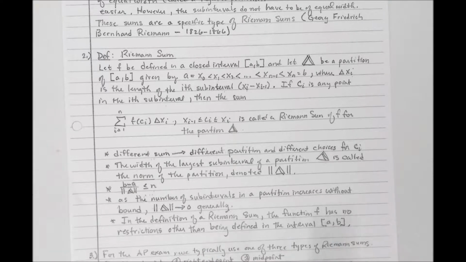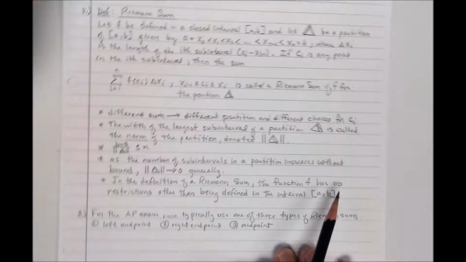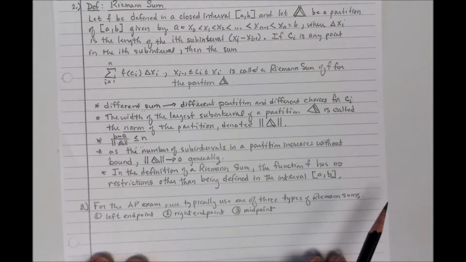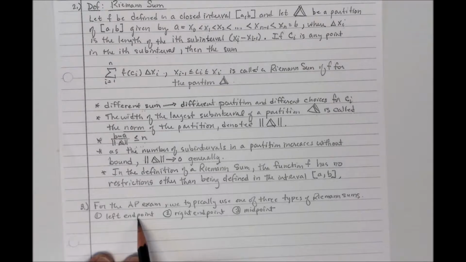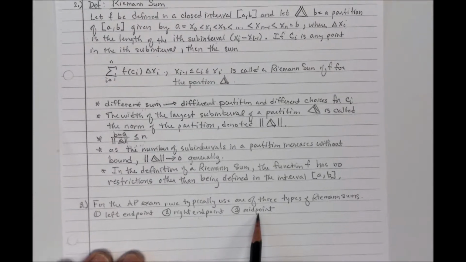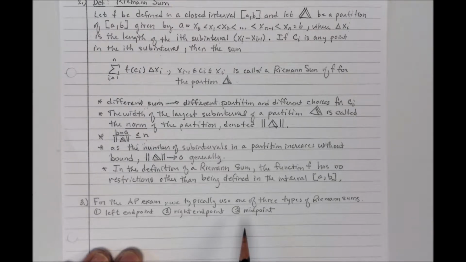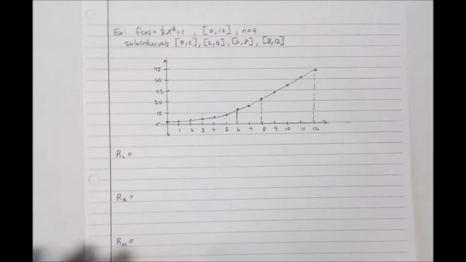So on the AP exam, there are 3 different kinds of Riemann sums that we need to be able to find. We have the left endpoint Riemann sum, the right endpoint Riemann sum, and the midpoint Riemann sum. I'm going to try to show you examples of each one of these here. And here's the example that I have. Got the diagram drawn out for us here.